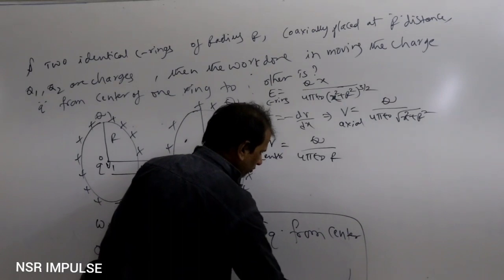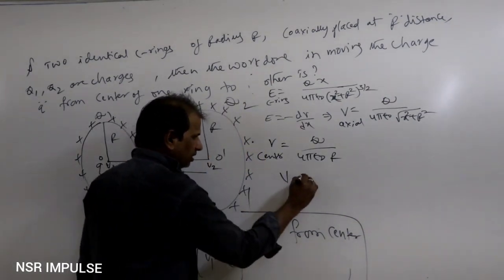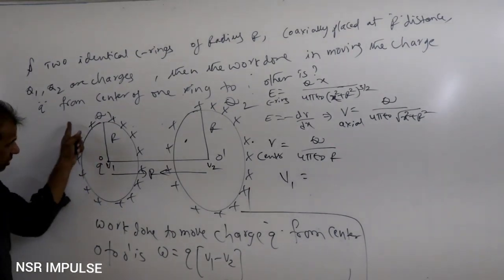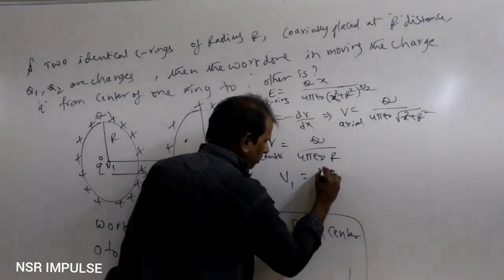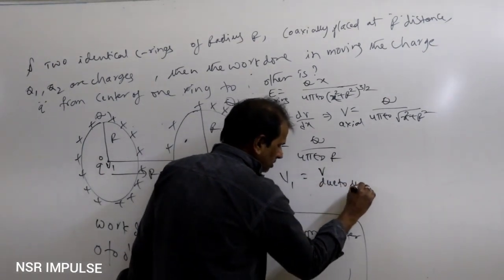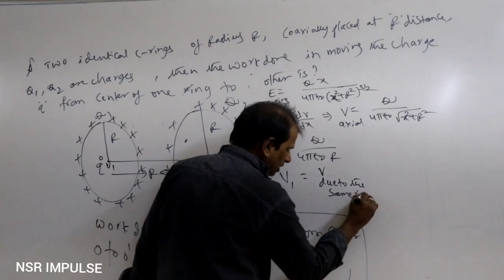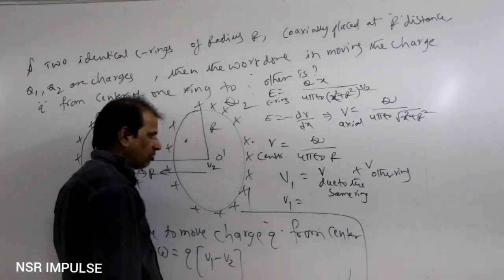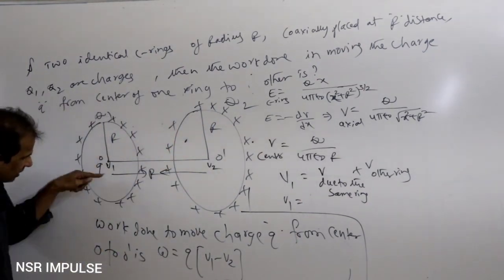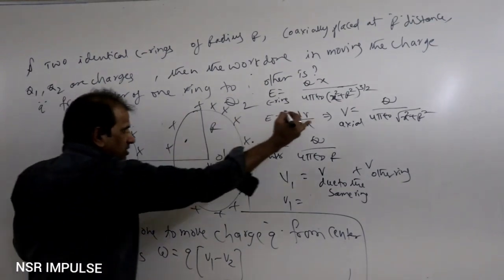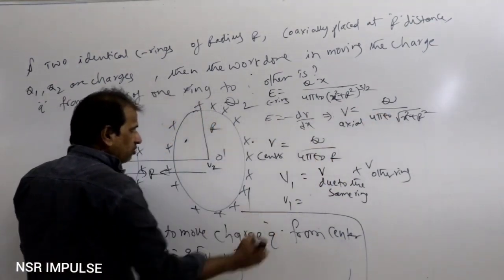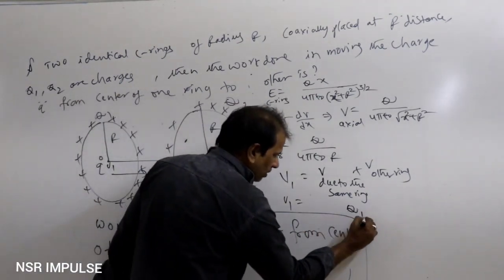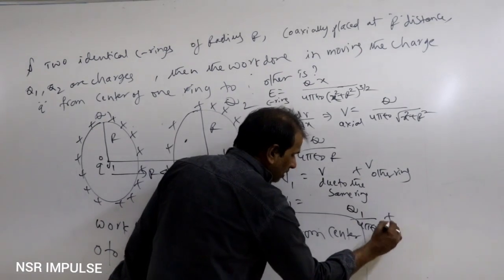Then how to find V1? Let us take V1, the potential at the center of the first ring. It is equal to its own potential, the potential due to the same ring, plus the potential due to the other ring. The potential due to the same ring at the center, where x is equal to 0, is Q by 4 pi epsilon naught r, but the charge is Q1. So Q1 by 4 pi epsilon naught r.